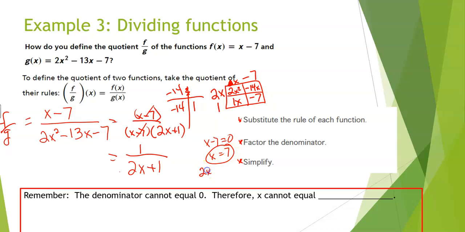And then 2x plus 1 is 0, so 2x equals negative 1, so x equals negative 1/2. Therefore, the denominator is 0 when this is true. Therefore, x cannot equal negative 1/2, and it cannot equal 7. Those are really important that you remember to put those in when you're dividing.